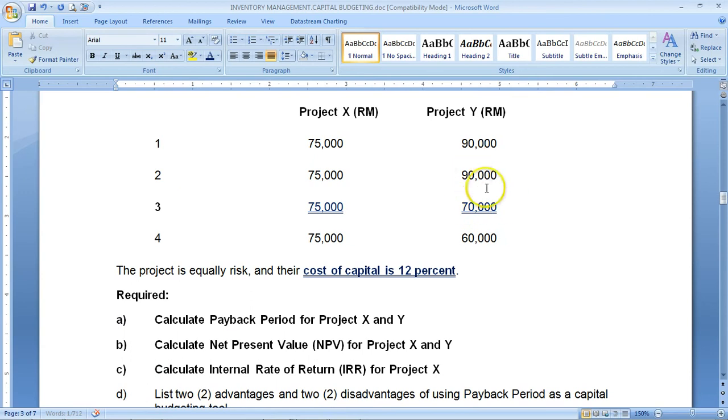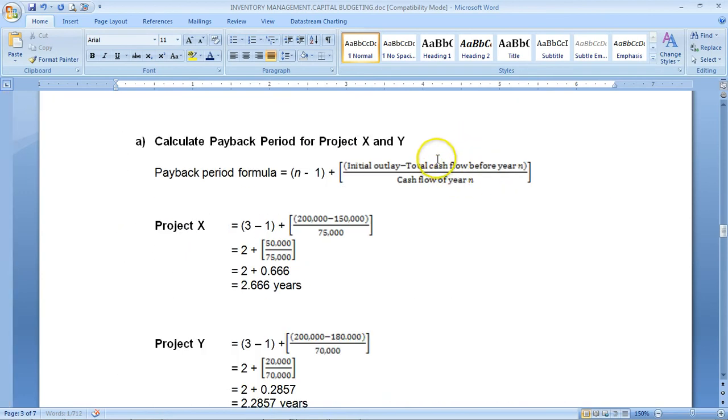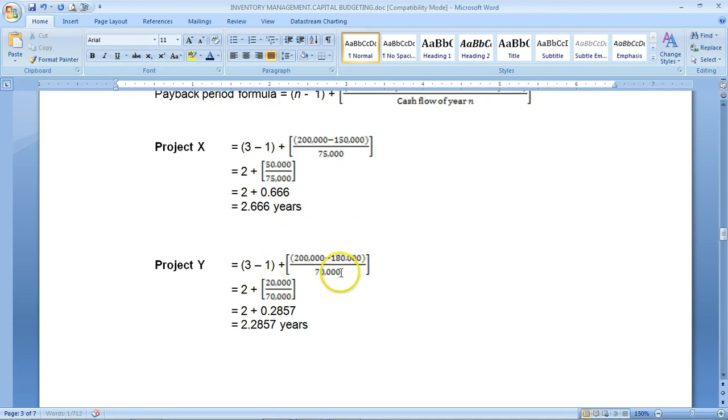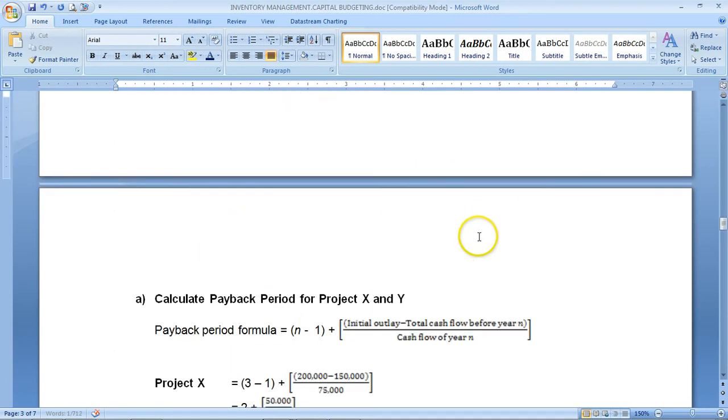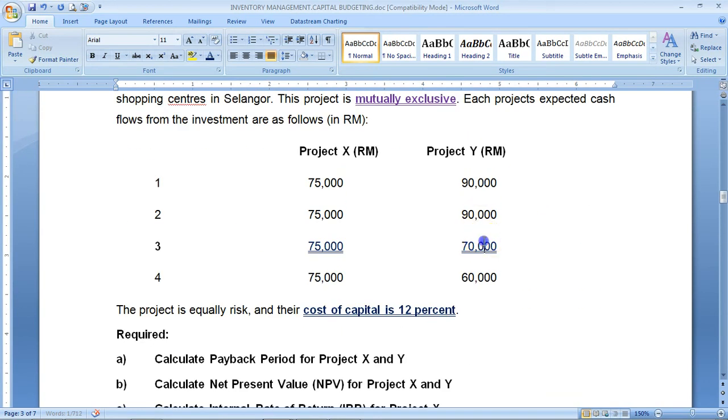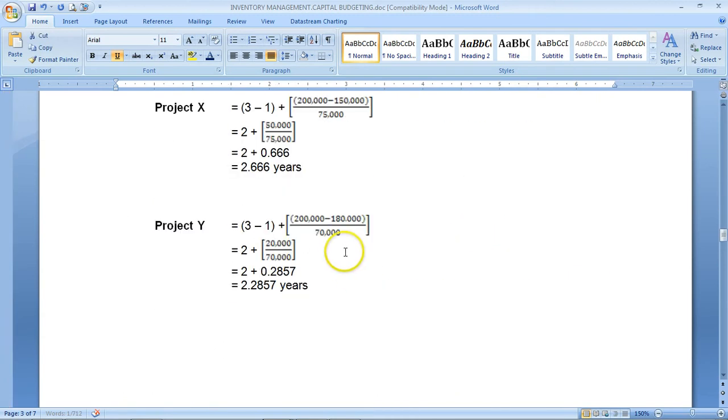Third year. So you choose year 2 and year 1 plus it, because total cash flow divided by the cash flow of the year itself. What is the cash flow of the year that you choose? Yes, correct, class. It is 70,000. So I get 2.2857. Yes. All right. This is your project.